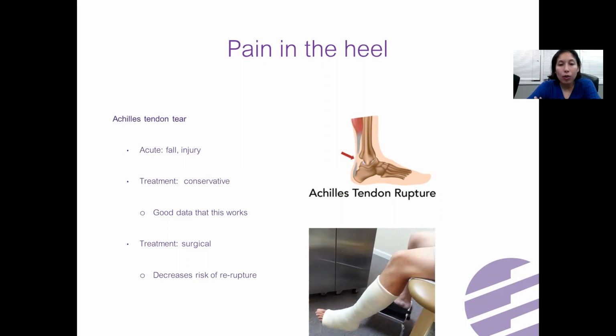So for older individuals or individuals that aren't very active, there's really good data that you can actually treat these without surgery. And typically it's non-weight bearing in a cast for about 6 weeks. For individuals that want to decrease their risk of re-rupture or they're more active and younger, typically we recommend surgical repair for those.